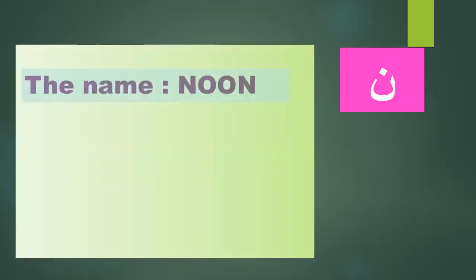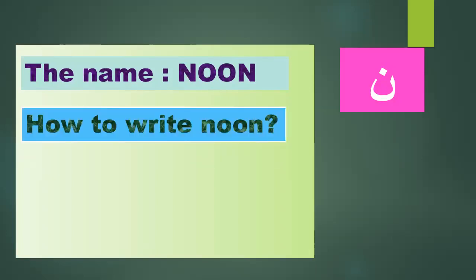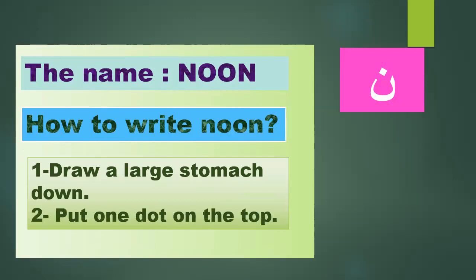Now we will learn together how to write noon. The name is noon. Please repeat after me. Noon. Noon. How to write noon? Draw a large stomach down. Put 1 dot on the top. Yes, it's noon. Did you finish? Very good.